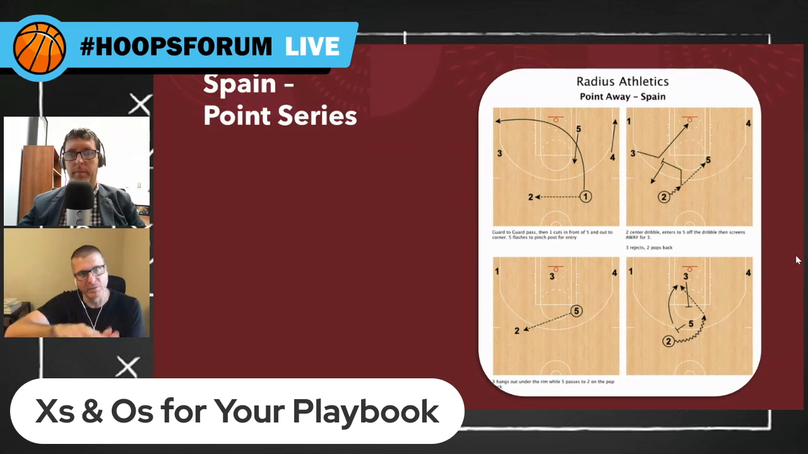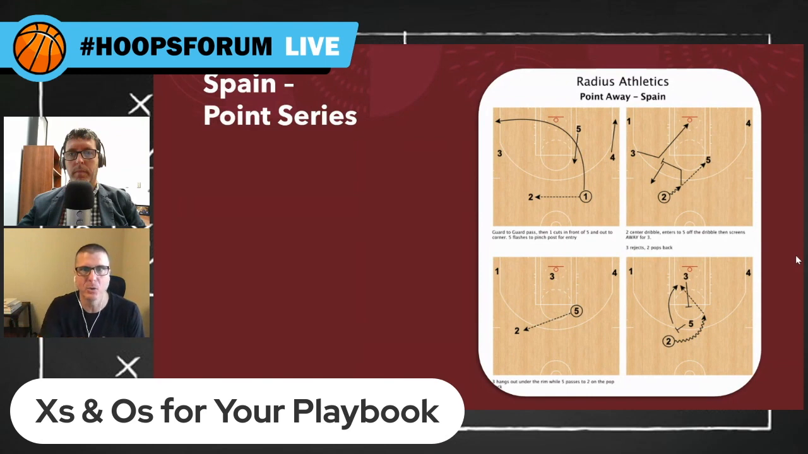Normally, if they didn't get the ball in the reject, they would empty over here to the side and form a double side. But here I need them just to hang out under the rim because they're going to be our Spain screener, if you will. So hang out under the rim. We hit the pop man when we go reject pop. We hit the pop man.